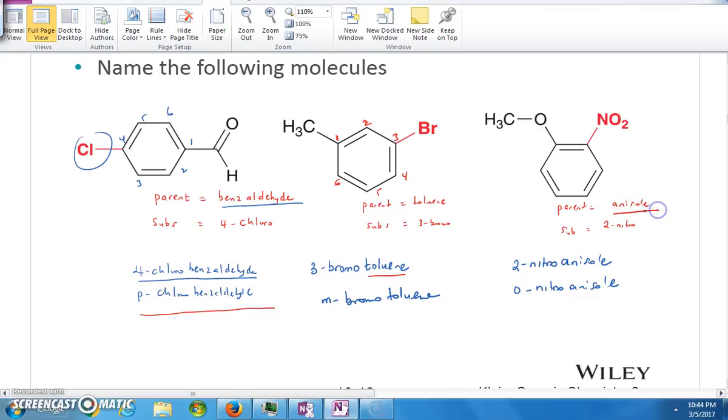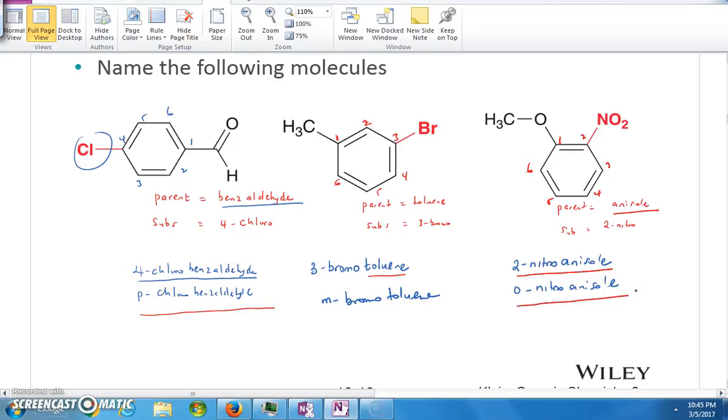Okay. In this example, you can see that the parent is anisole. And you have the nitro group in the 2nd position. That's 1, 2, 3, 4, 5, 6. So because the nitro group is in the 2nd position, it becomes 2-nitroanisole, or you can also call it ortho-nitroanisole.